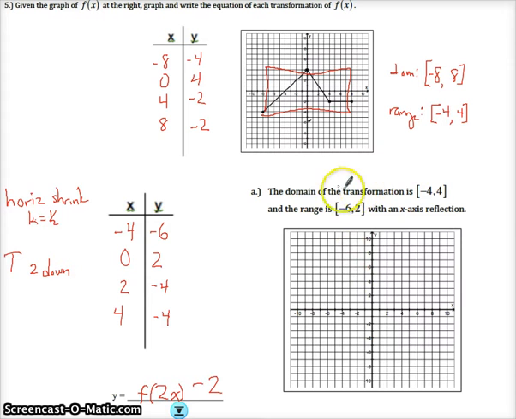Let's graph this and see if it meets these criteria, and if it does what it was supposed to do. So these points should be on here: -4, -6, 0, +2, 2, -4, and 4, -4. I guess I could have paused the video and done this. You would not like to watch me do this.